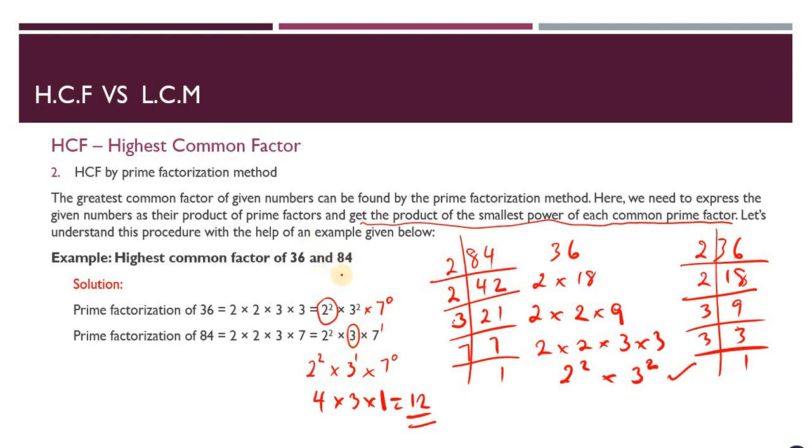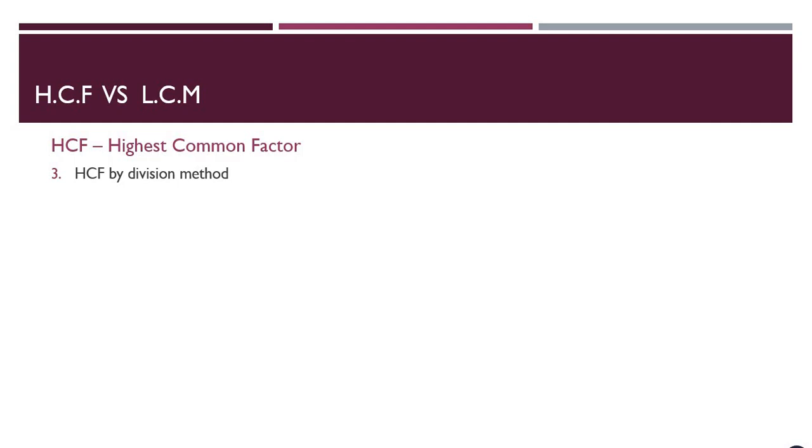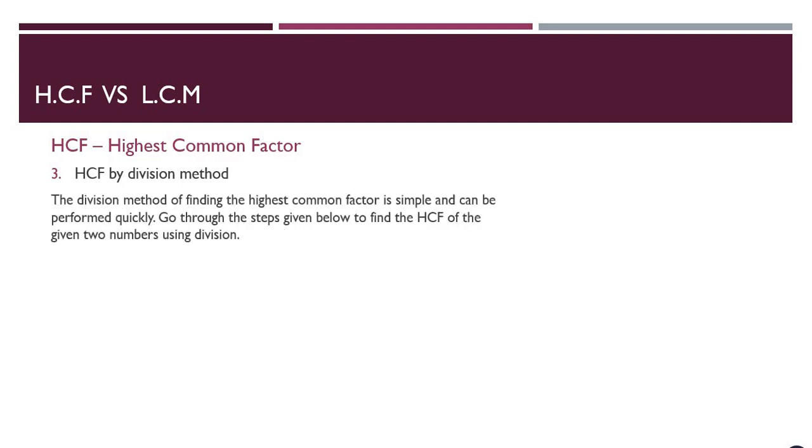36 is divisible by 12, and 84 is divisible by 12, because 7 12s is 84. So 12 is the highest number that can divide both 36 and 84 at the same time. HCF by the division method. Now the previous method may be a little bit complicated, but the division method of finding the highest common factor is simple and can be performed quickly. Go through the steps given below to find the highest common factor of two numbers using division.